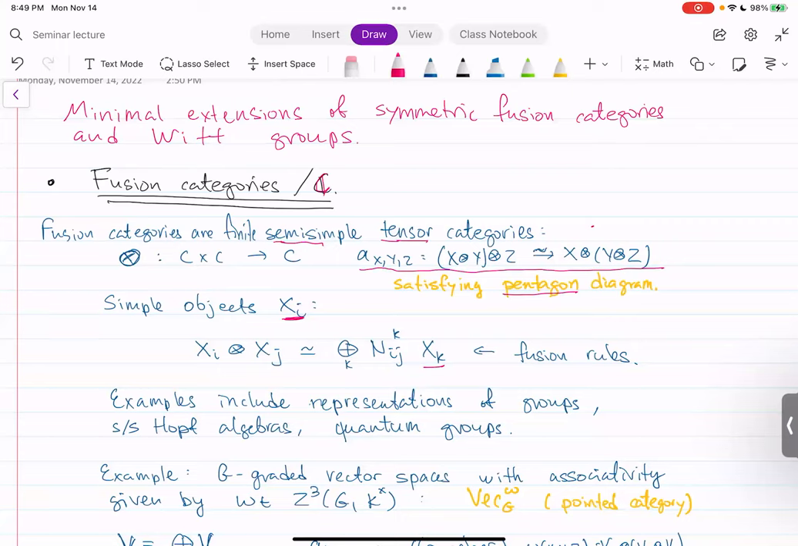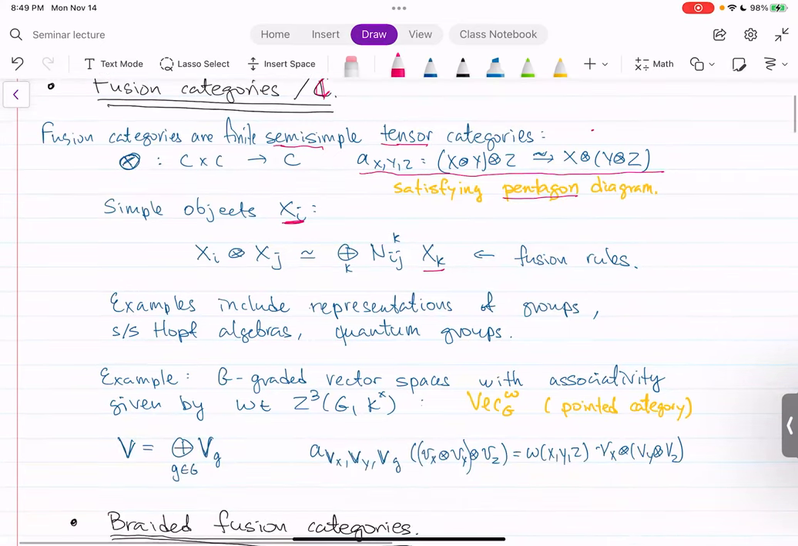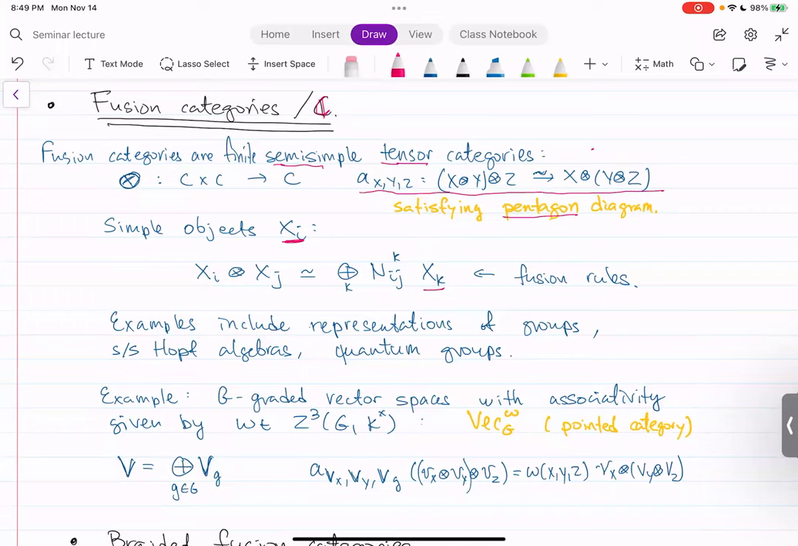Such a decomposition is called the fusion rules. Now, I'm not a physicist, but as far as I understand, physically this corresponds to fusing two particles and decomposing them back into a union of elementary particles. There are many interesting examples of fusion categories. In particular, many examples come from representations of groups, semisimple Hopf algebras, and quantum groups.